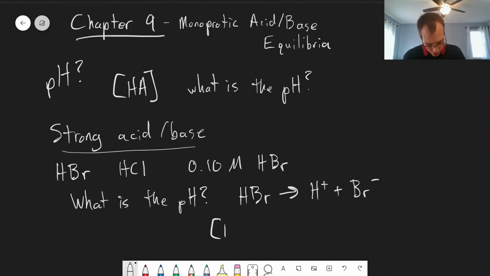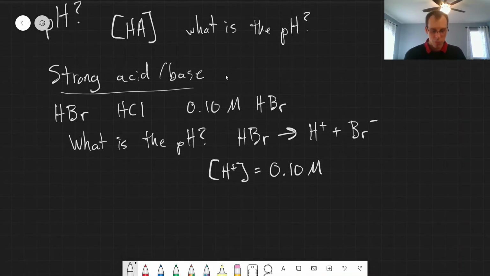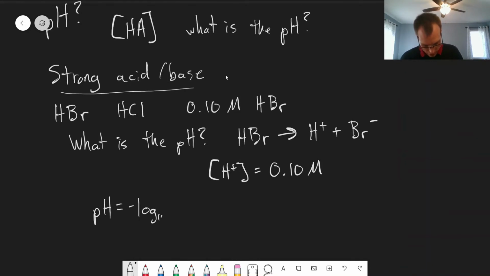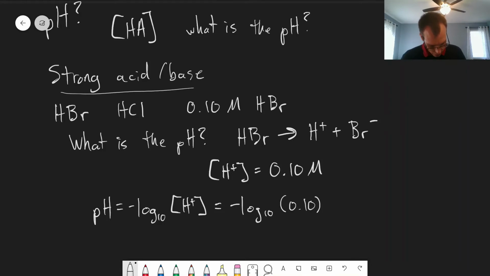That means that our concentration of H+ is equal to 0.1 molar. And by the definition of pH, we can just plug in that pH is the negative log base 10 of the hydrogen ion concentration in water. More accurately, it's the activity, and we'll get to that in just a second. So we get negative log base 10 of 0.10 molar, which is equal to 1. And so the pH of a 0.1 molar solution of HBr is 1.